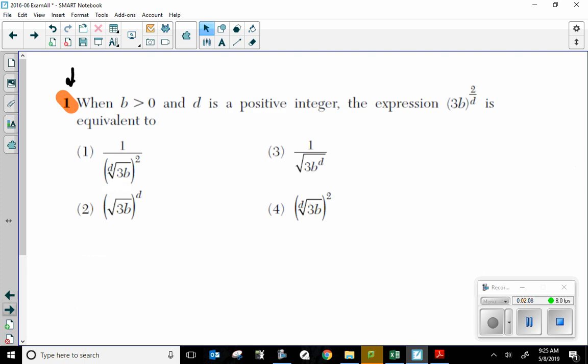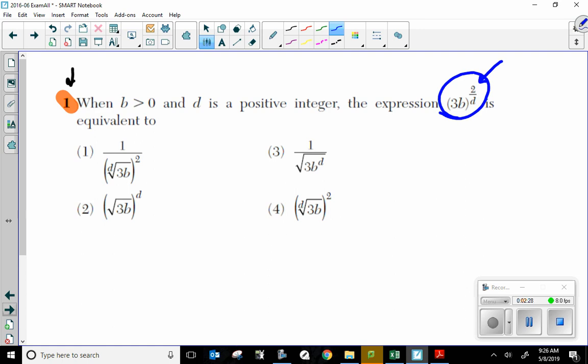So let's take a look at number 1. When b is greater than 0 and d is a positive integer, the expression 3b all raised to the 2d is equivalent to what? This is just a question testing you on your knowledge of exponents, more specifically, rational exponents.